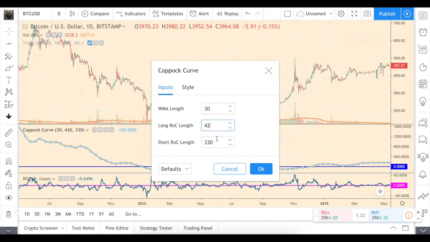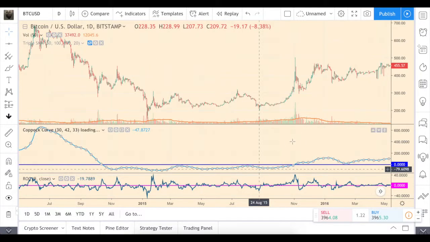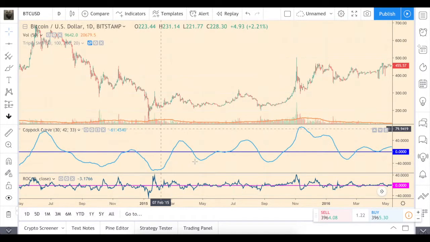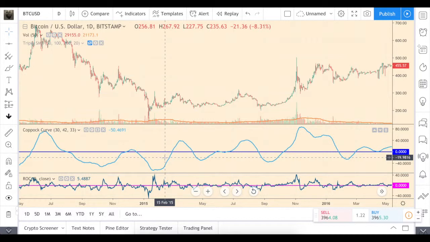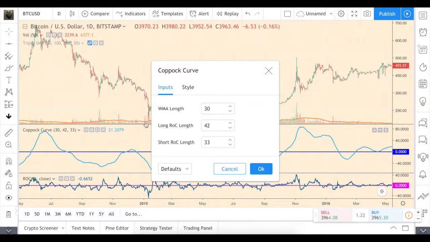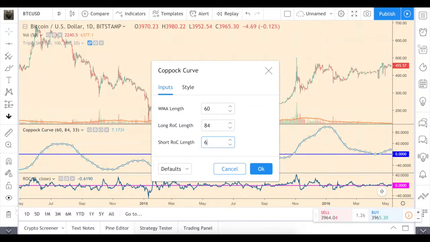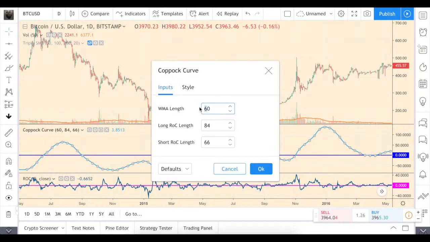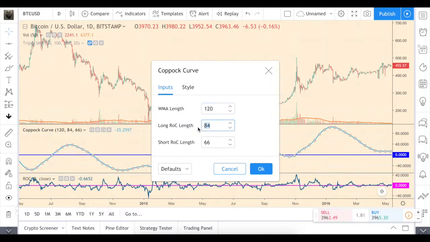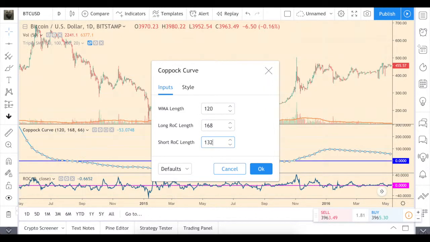I'll go ahead and divide it by 10, so it will be like this. You see that there are still quite a few signals, which means that the time frame you would be using this on is much faster than we would like. So let's try to increase it twice. It will be 60, 84, 66. Okay, it seems better, but we still have too many intersections, so I will multiply it by 2 once again. So 120, 168 and 132.